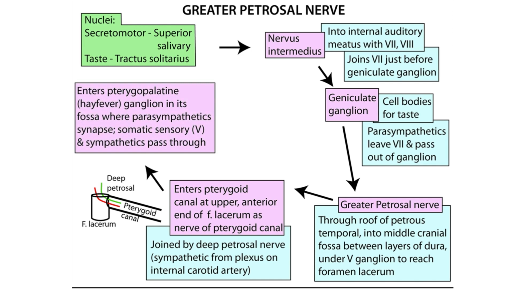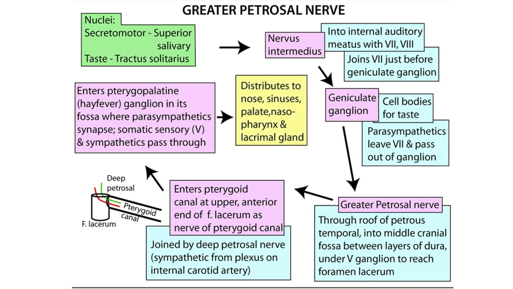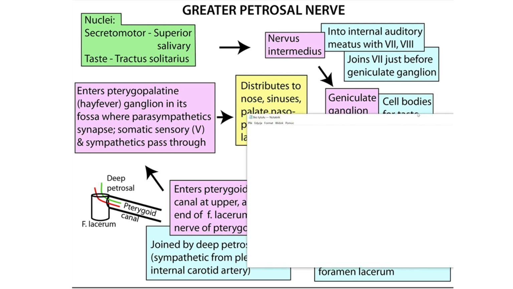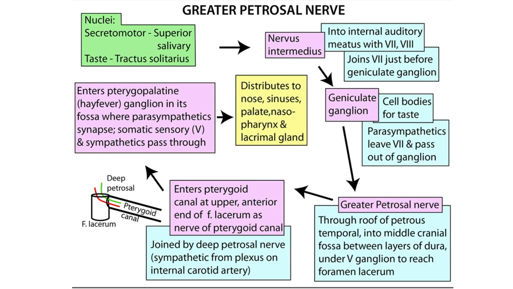The nerve of the pterygoid canal passes forwards into the pterygopalatine fossa, where it then enters the pterygopalatine ganglion. This is often known conveniently and sensibly as the hay fever ganglion. Within the ganglion, the parasympathetic fibers synapse, but the sympathetics from the deep petrosal nerve simply pass through and distribute to each of the nerves that leaves the pterygopalatine ganglion. These parasympathetic fibers are distributed to the nose, the sinuses, the palate, the nasopharynx, and eventually to the lacrimal gland.